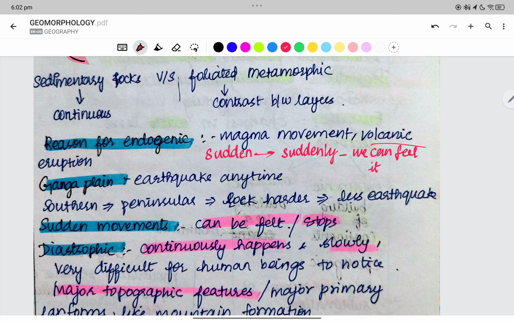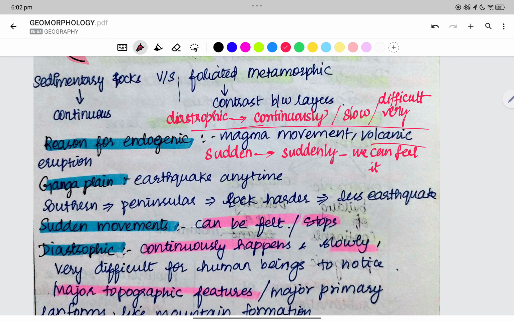Sudden movements mean it happens suddenly, and we can feel it. Whereas the diastrophic movements are happening continuously. They are slow and very difficult to notice.